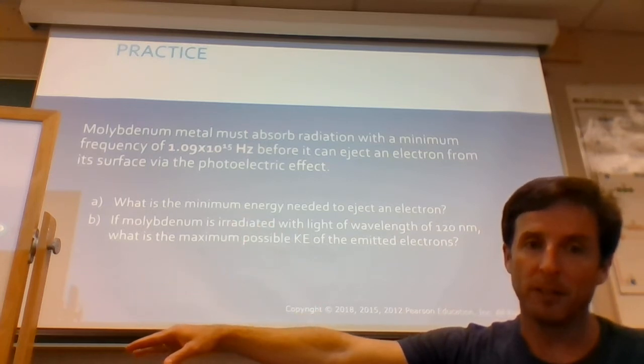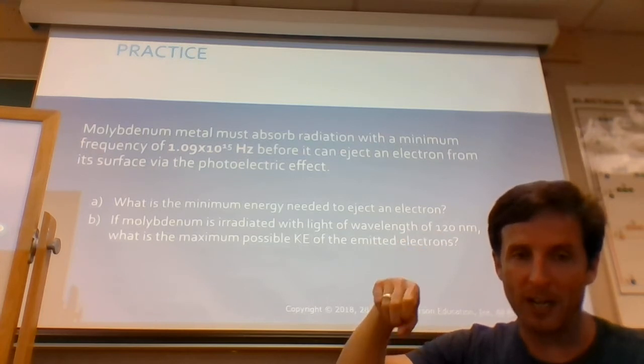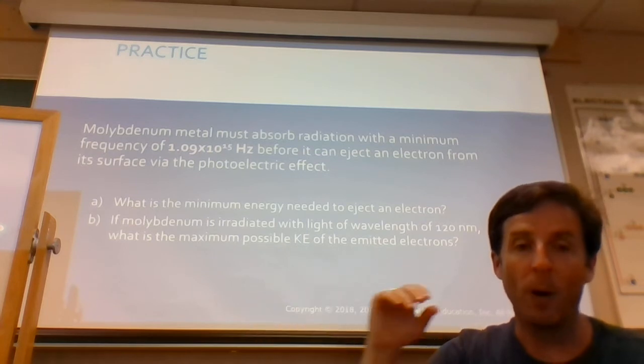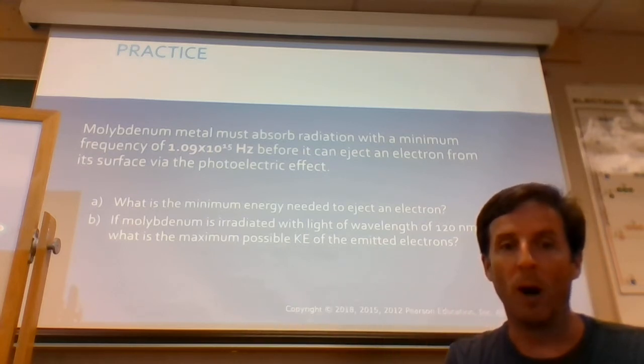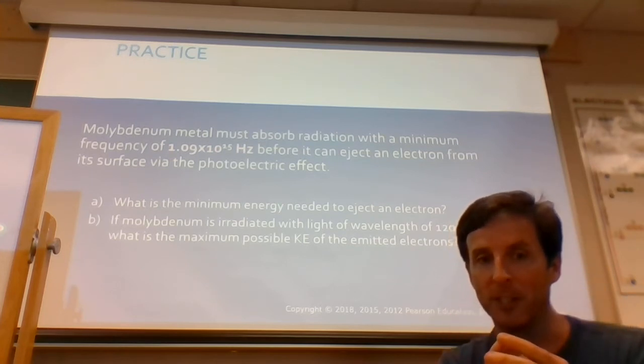Okay, well, letter B, we just figured out the amount of energy that it's going to require to get the job done. But when we shine a light on it, we need to make sure the photons we shine are going to have more energy than what's required. Now, what happens to the extra energy? Well, when the electron absorbs the photon, it gets the whole package of energy.